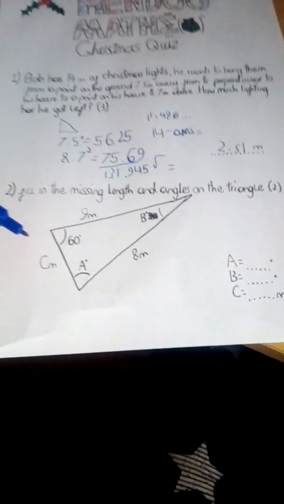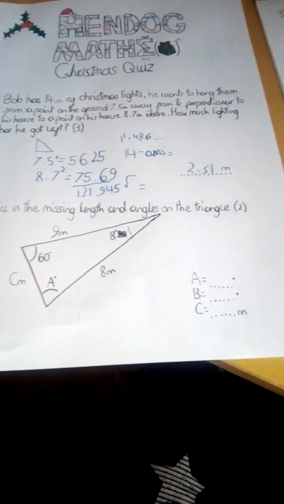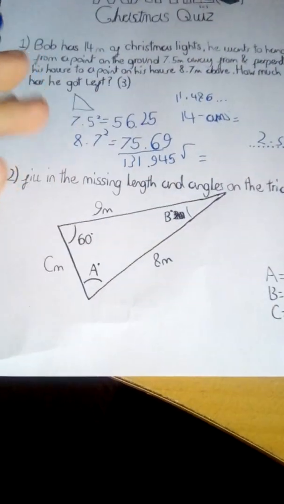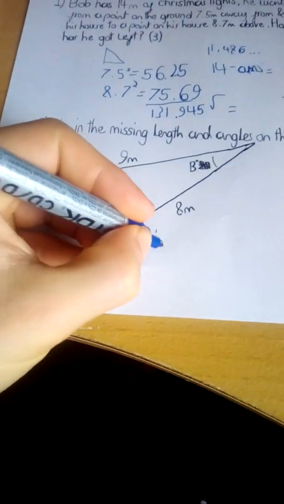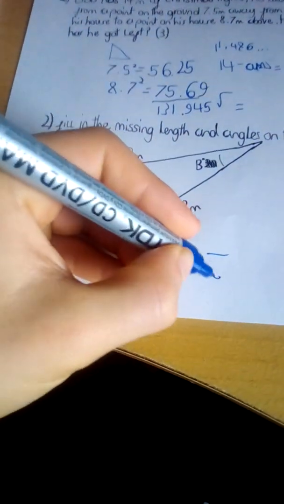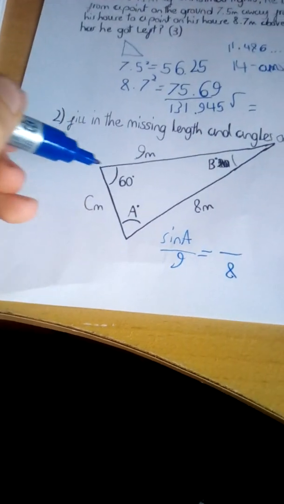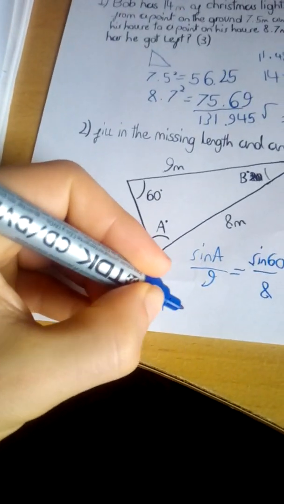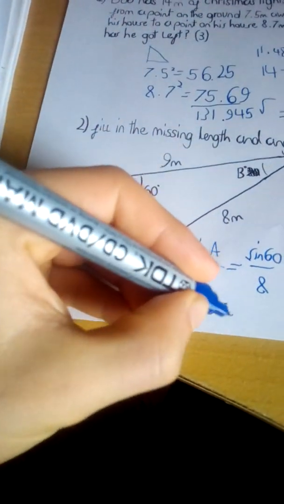Okay, so we'll go to the second question. Fill in the missing length and angles on the triangle. Okay, so here we're going to have to do a sine and cosine rule. So I'm going to work out A first using the sine rule. So to do that, I'm going to put sine of A over the opposite side, which is 9, is equal to 8 over sine of, what's opposite 8? Sine 60. And using that, I'm just going to simply say that A would be 76.976 degrees, okay? Okay, so I know that one, so I'm going to tick that off.